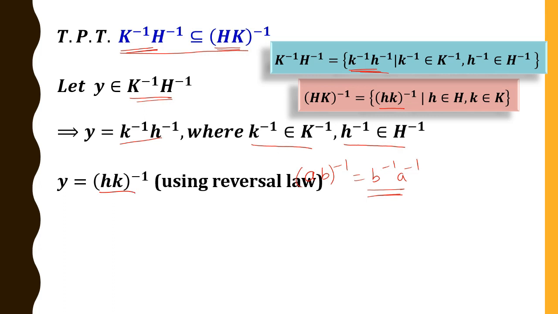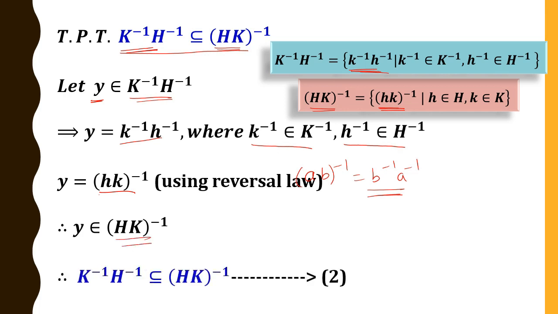Therefore, you can observe (hk)⁻¹ is an element in (HK)⁻¹. Therefore, y belongs to (HK)⁻¹. So we have taken y belonging to K⁻¹H⁻¹, an element in K⁻¹H⁻¹, and we have shown that this element belongs to (HK)⁻¹. Therefore, K⁻¹H⁻¹ is a subset of (HK)⁻¹. We shall take this as 2.